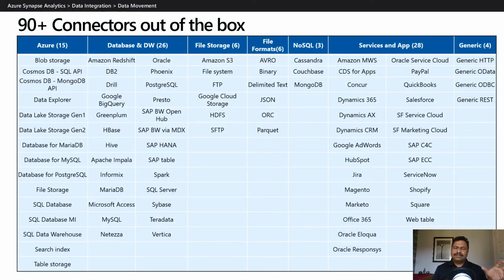With built-in 90 plus connectors within Data Factory, instead of writing code, you can just configure most of the popular databases as the source systems for Data Factory while ingesting the data onto the cloud. Here are some example sources which are available by default within Synapse Analytics now.